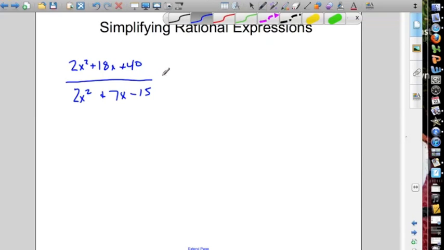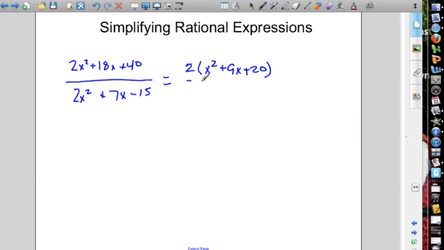Now, one thing we do want to look at anytime we're doing this is if they all have something in common. And so here, 2x squared plus 18x plus 40, they all have a 2 in common. So I want to pull out a 2. And when I pull out a 2, I just get x squared plus 9x plus 20. That's all over. Now I look here, 2, 7, and 15. There's nothing I can pull out there. So I have 2x squared plus 7x minus 15.